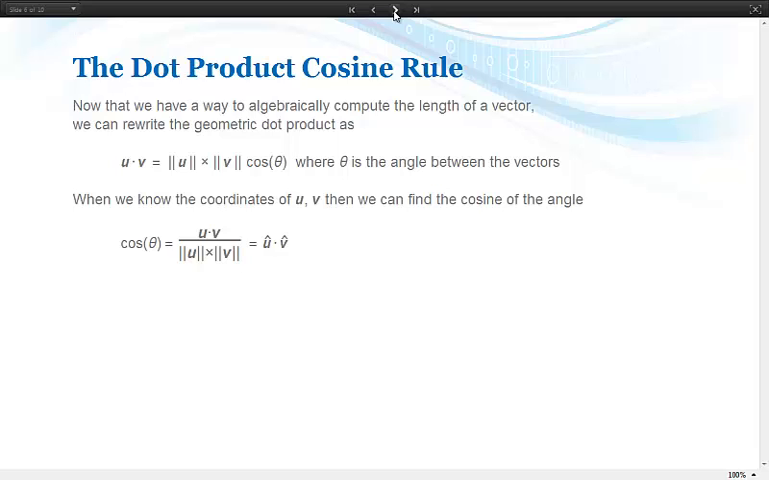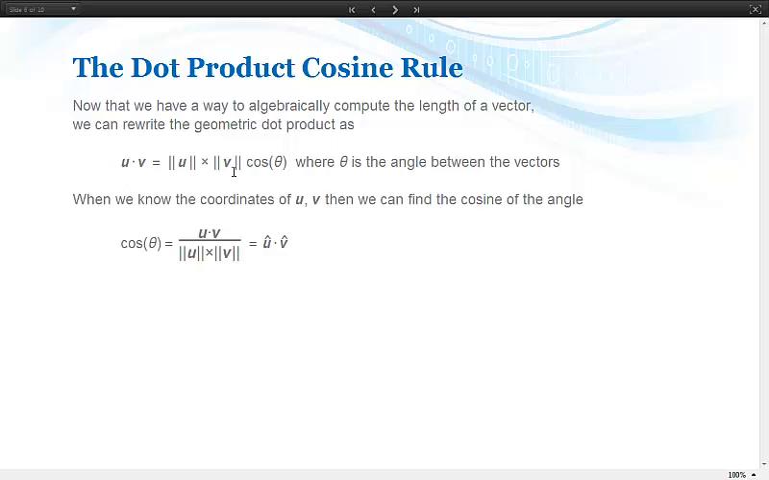Now that we have a way of algebraically computing the length of a vector using the coordinates as we've just seen, we can rewrite the geometric dot product that we had in the previous lesson as the dot product of two vectors u, v is the product of the length of the first one, or the norm of the first one, times the length or norm of the second vector times the cosine of the angle between them.